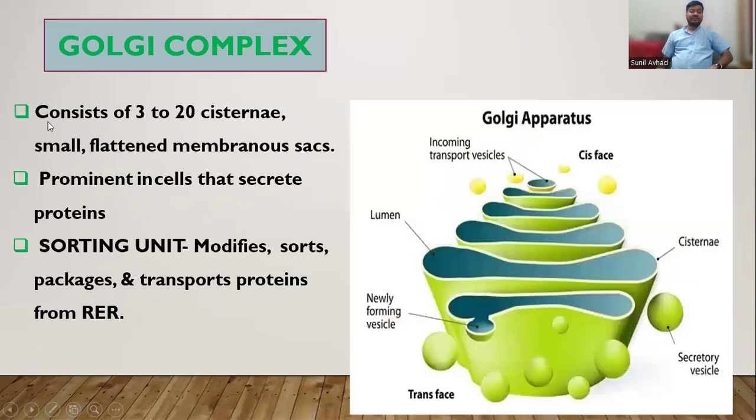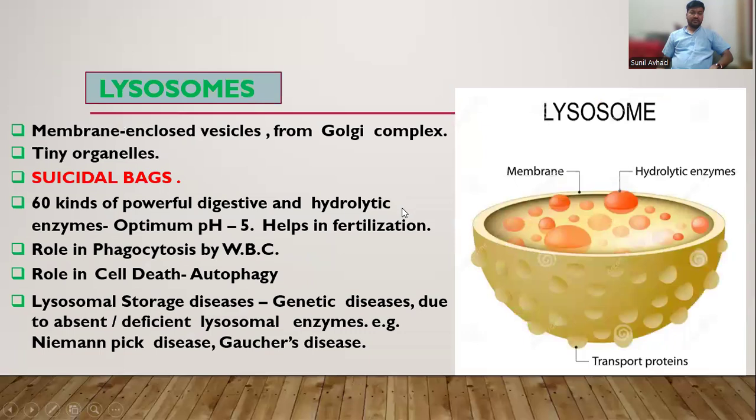Golgi apparatus consists of 3 to 20 cisternae. Small flattened membranous sacs are prominent in the cells that secrete protein. It's also called a sorting unit. It modifies, sorts, packages and transfers the protein from the rough endoplasmic reticulum. This is the Golgi apparatus structure.